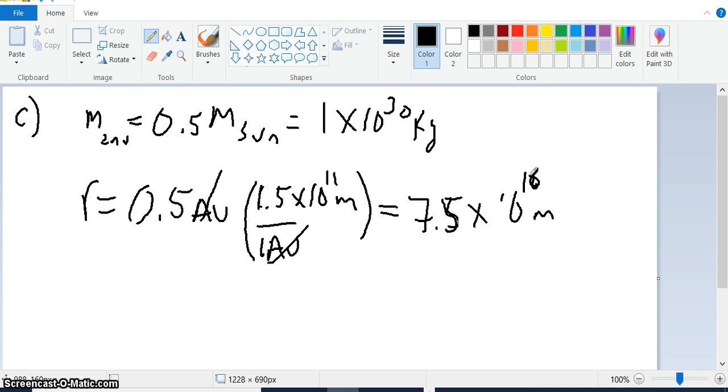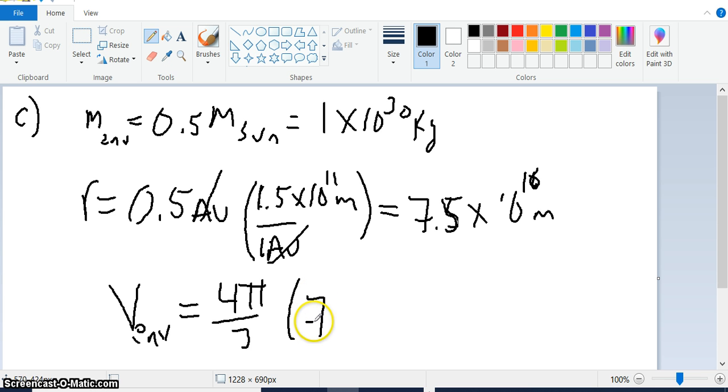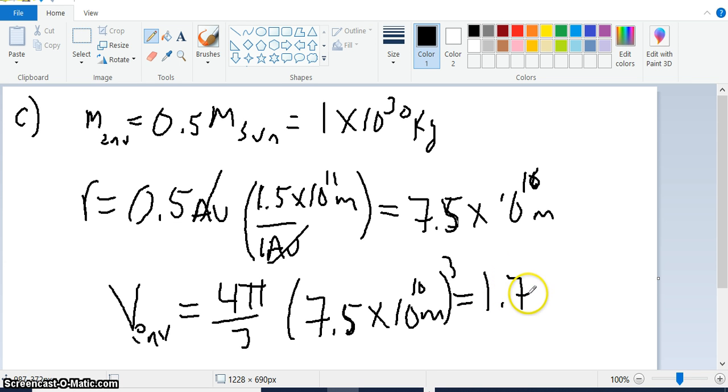Then, of course, we're going to use that to figure out the volume of the envelope. The volume turns out to be 4 times pi divided by 3, as it always is for any sphere, times the radius, which is 7.5 times 10 to the 10th meters, and we have to cube that. So that turns out to be roughly 1.77 times 10 to the 33rd cubic meters.